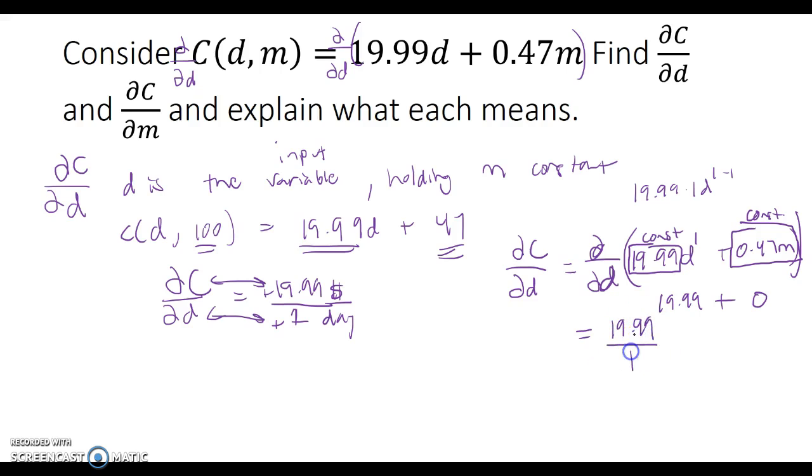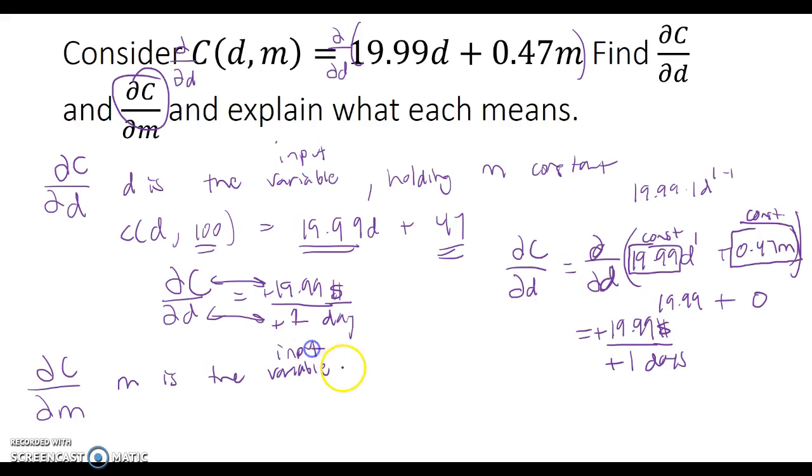Again, put it over 1, put the units of the c, which is dollars, put the units of the d, which is days, and this tells us that if we increase by this many days, we increase by that cost. Similar concept goes for the partial derivative of c with respect to m. Okay, now the partial of c with respect to m says m is the input variable again, and we're saying hold d constant.